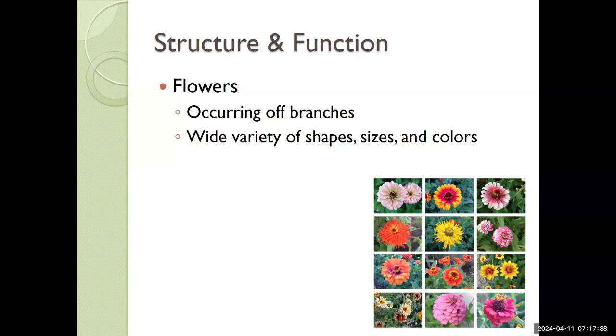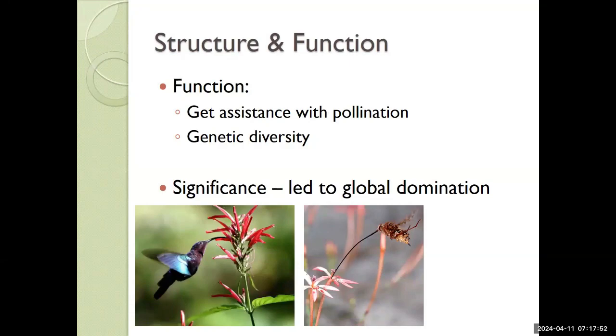Next on our list of structures are the flowers. They occur off branches, usually close to leaves. They come in a wide variety of shapes, sizes, and colors. Regardless of their diversity, all flowers are meant to advertise for pollinators, to get assistance with pollination, whether that be a living organism or wind, rain, other mechanisms. By having flowers and sexual reproduction, plants were able to dominate our planet.